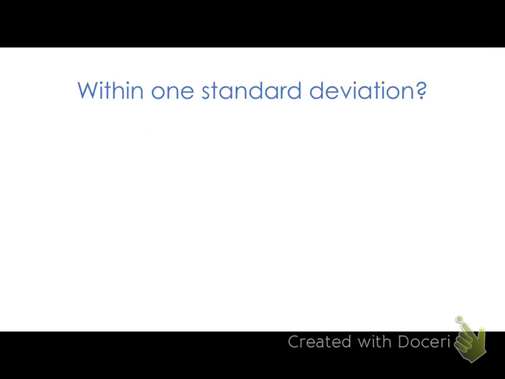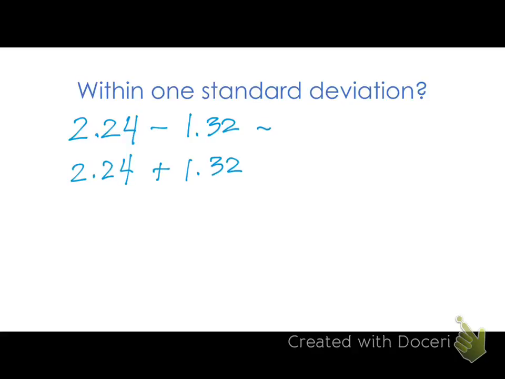Then it says within one standard deviation. So I'm going to take my 2.24 and I'm going to subtract the 1.32. And I'm going to take 2.24 and add 1.32. So when you do that, you end up getting a lower bound of 0.9182 and an upper bound of 3.56.